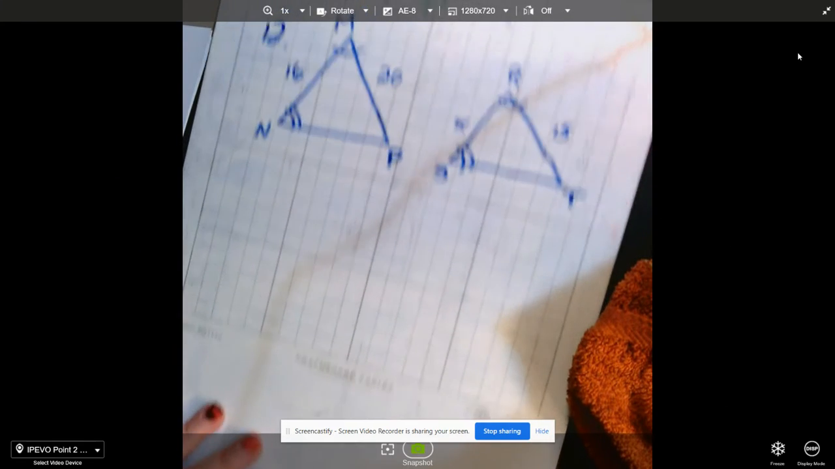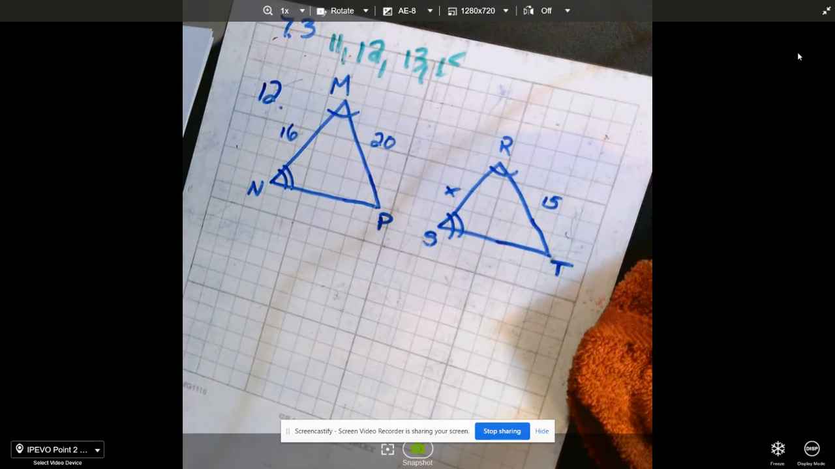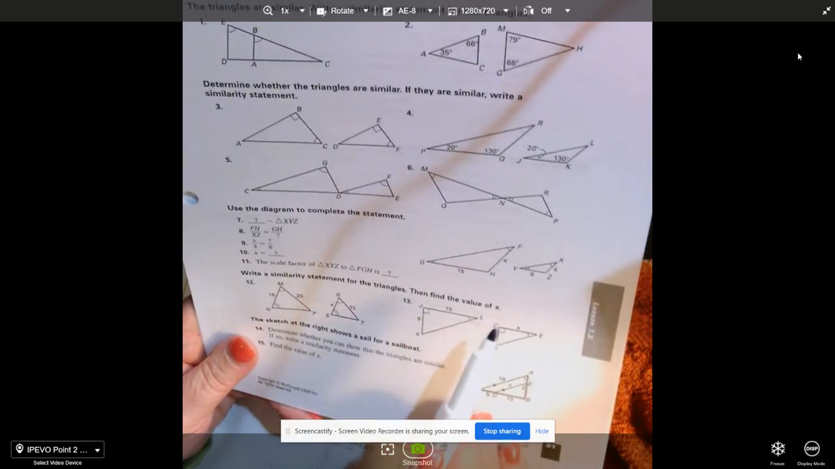All right, so now this is Geometry 7.3, and we're going to go over number 12. In number 12, they say, write a similarity statement for the triangles and then find x.